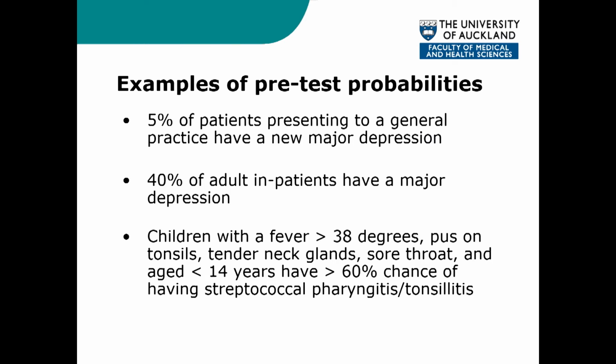So examples of pretest probabilities are: 5% of patients presenting to a general practice have a new major depression. 40% of adult inpatients have a major depression, so that's something to think about when you're on the hospital wards. And a child with a whole bunch of symptoms, a 38-degree temperature, all the positive things, will have about a 60% chance of having a streptococcal tonsillitis if they're below 14 years of age. So age is quite important there. So those are examples of common pretest probabilities that we come across in clinical care.